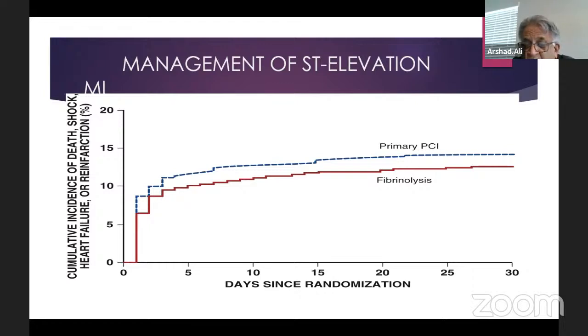But after convincing data presentation and publication in the New England Journal of Medicine in the 1980s, it was basically determined that thrombotic occlusion is the primary cause of myocardial infarction, ST elevation myocardial infarction, in the vast majority of the cases. So we moved towards trials for fibrinolysis and then followed the PCI.